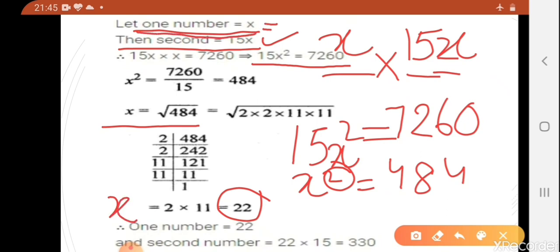Say x is 22. The other number will be 15 into x, meaning 22 into 15, that will come 330. So, one number will be 22 and the other number will be 330.